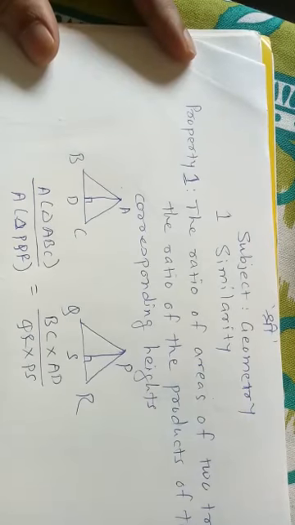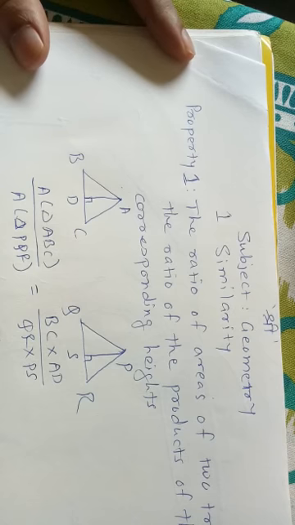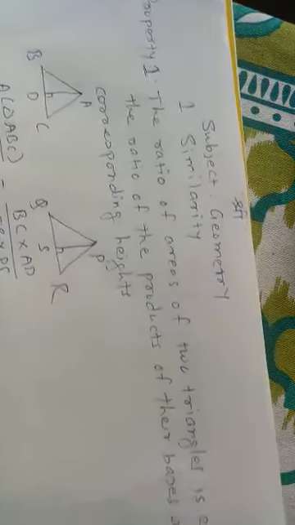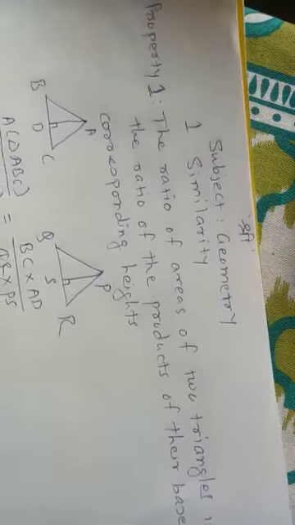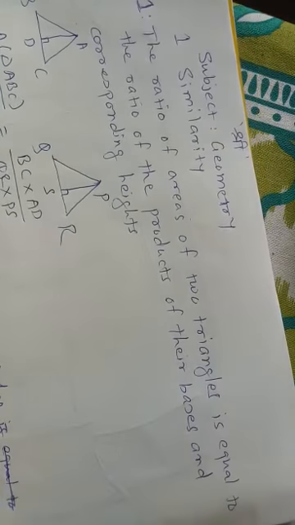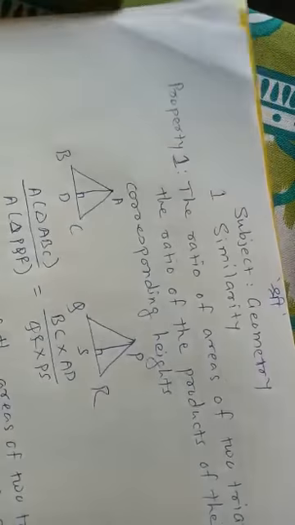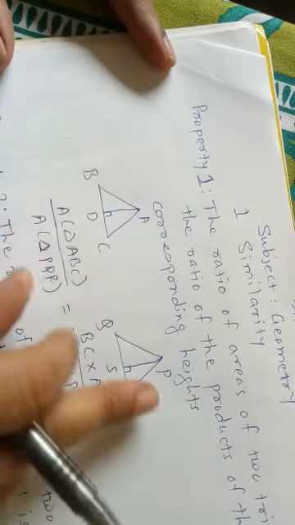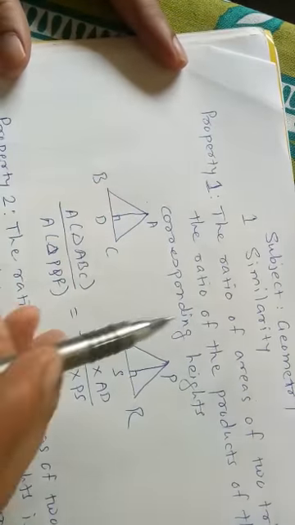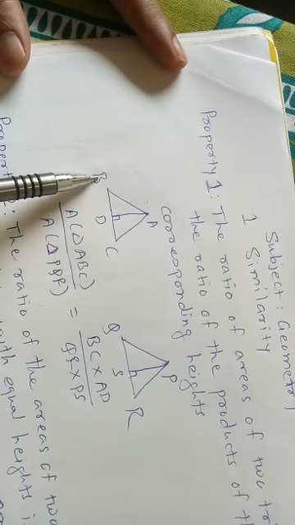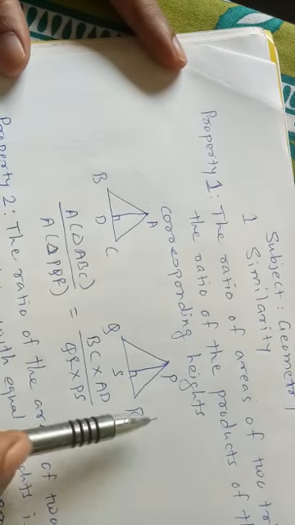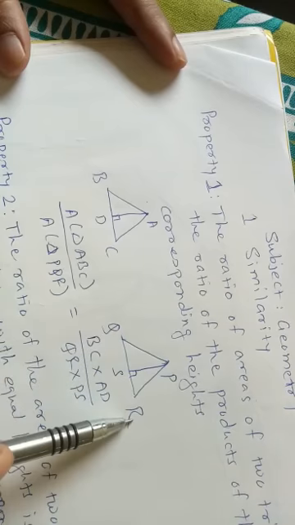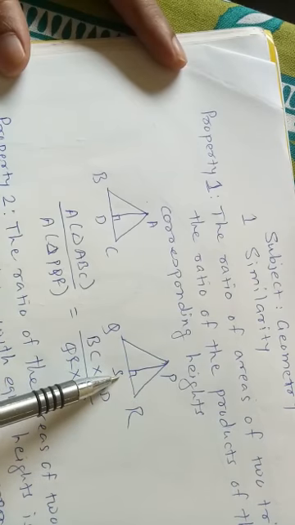So students, subject geometry, first chapter, similarity, property 1. The ratio of areas of two triangles is equal to the ratio of the products of their bases and corresponding heights. So we have two triangles, triangle ABC and triangle PQR. In triangle ABC, you can see base BC and height is AD.